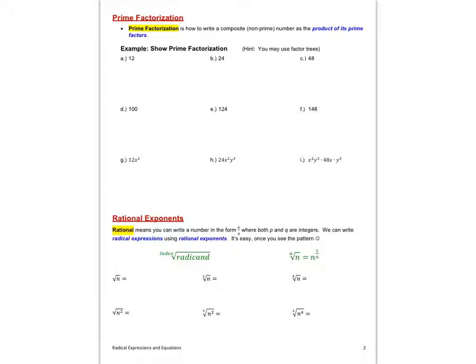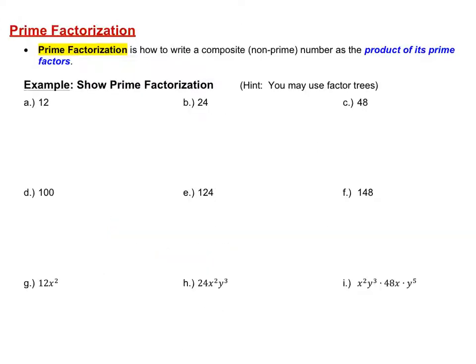Prime factorization is a way that we can write a number as the product of its prime factors. What that means is, and you may remember factor trees from Algebra 1, where we take a number like 12 and we split it up into its factors, such as 3 and 4. So 3 times 4 gives us 12.